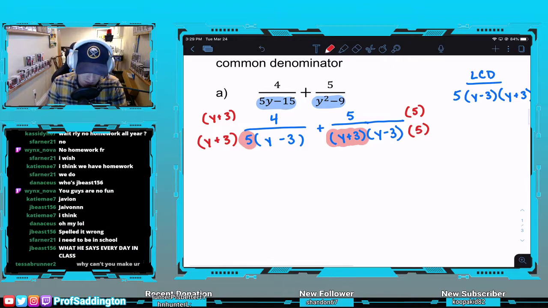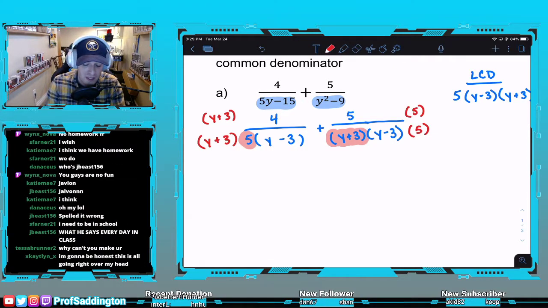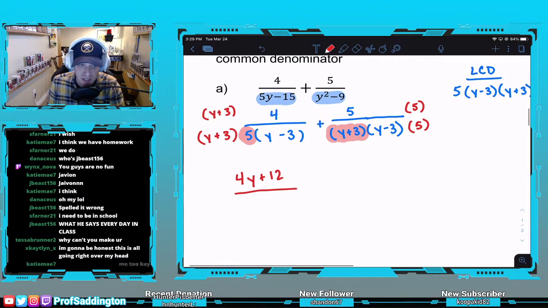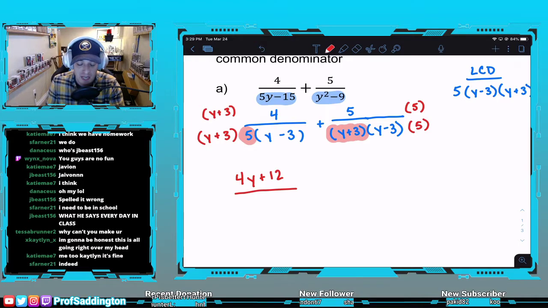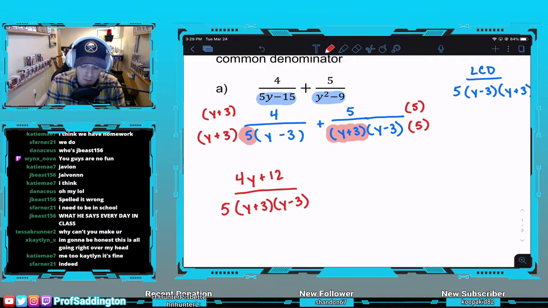So the first one, notice, Hunter, I have parentheses, so you have to distribute. So I'm going to distribute the 4 into both the y and the 3, and I'm going to have 4y plus 12 all over. Now, I'm not going to multiply all this out because our goal is to just get a common denominator. So I'm just going to write the 5 out front because I like putting the whole number out front. y plus 3, y minus 3. Plus 5 times 5 is just going to be 25. And again, the entire denominator is exactly the same as long as I bring that 5 out front.